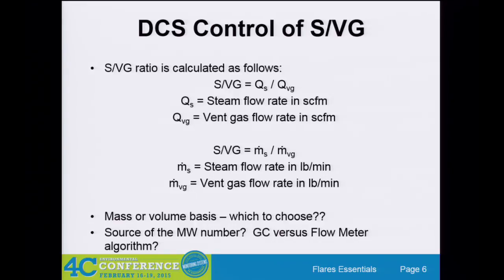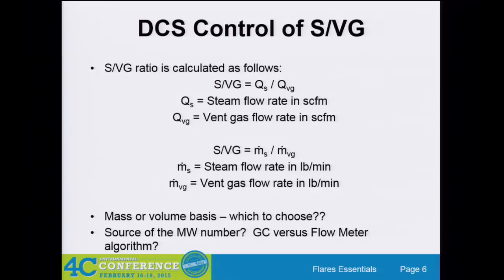If you weren't able to put in an ultrasonic and you had an optical flow meter, now this is more difficult. I think for Marathon's consent decree, they were given the option of using either steam to vent gas ratio on a mass or a volume basis. That's pretty much gone away with the more recent consent decrees. They're all on a mass to mass basis, so they've removed that volume number.